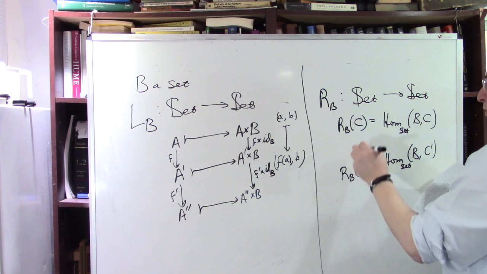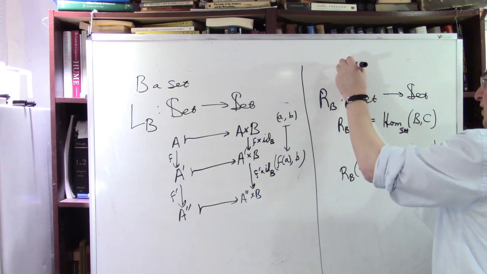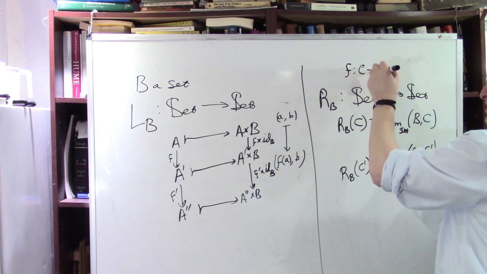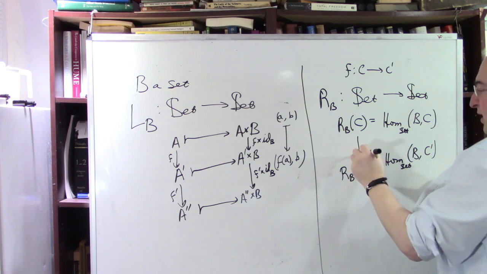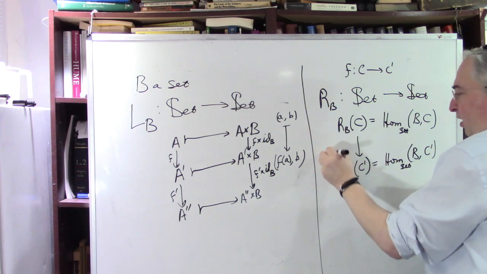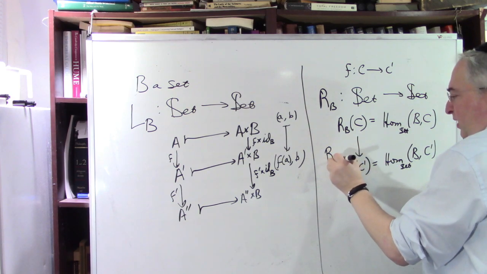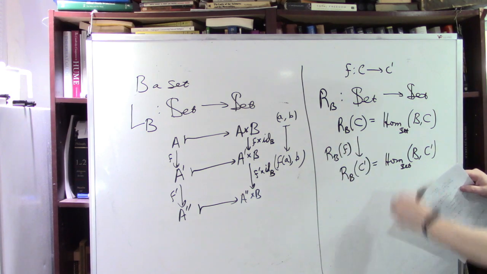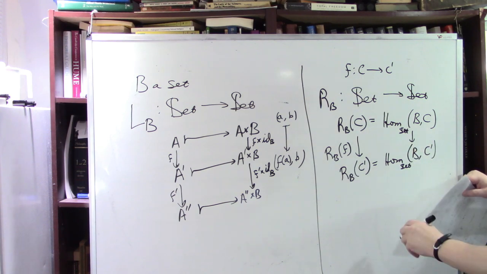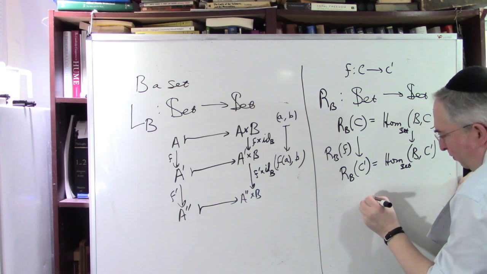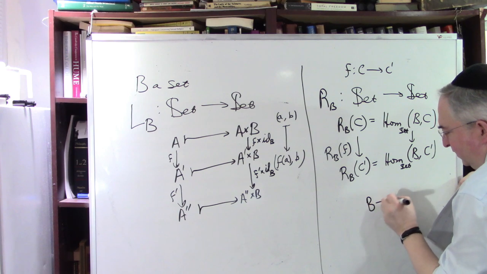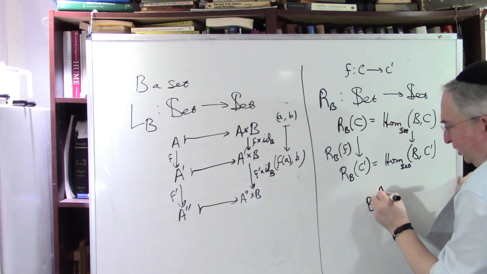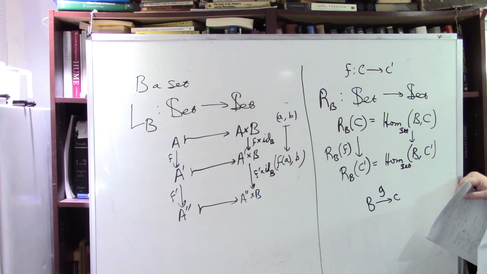Okay, and now let's say within Set you have a function f from C to C prime. Well, guess what? You're going to get R_B of little f. Now, how should this be defined? It has to go from here to here. Okay, and the answer is as follows. Let's say you have a homomorphism from B to C. We'll call it g because we call this f.